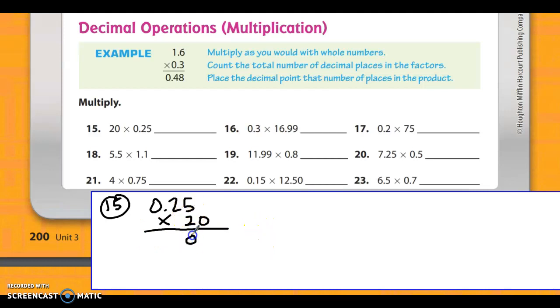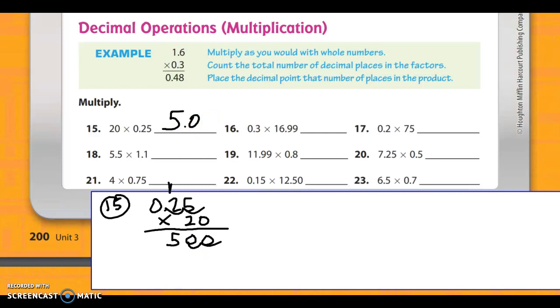I'm going to go 2 times 5 is 10. 2 times 2 is 4, plus 1 is 5. I'm going to bring the 0 down. So my answer kind of looks like 500, but then I need to move my decimal over twice. The answer is 5. 20 times 0.25 is 5. You don't need the decimal. Like some kids will want to put 5.00. You don't need to do that.